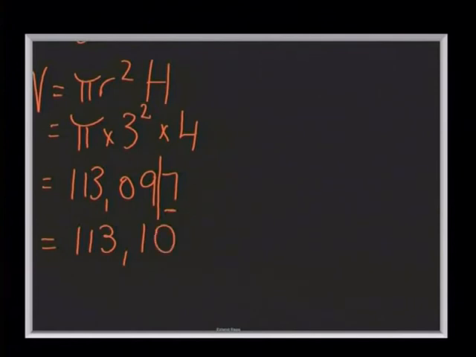So it's going to end up being 113,10. And what were we dealing with? Meters cubed. Now we don't need that 0. This 0 is actually meaningless. So it's 113,1 meters cubed. And don't forget your units. Right, now that we've done all the shapes, let's do some examples.